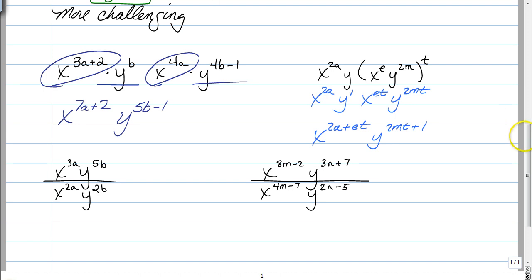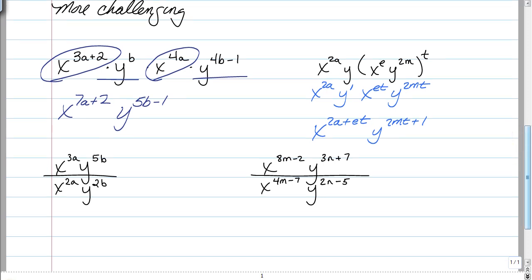In the next example, you are just subtracting, just because it's division. So 3a minus 2a is a, and 5b minus 2b is 3b. And that's it. That's all it takes for that one. The next one, I would like you to try. We just did a dividing one where we had to subtract our exponents. It's your turn. Give that one a try.